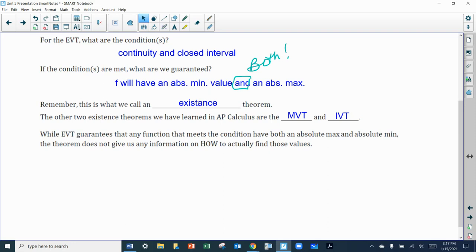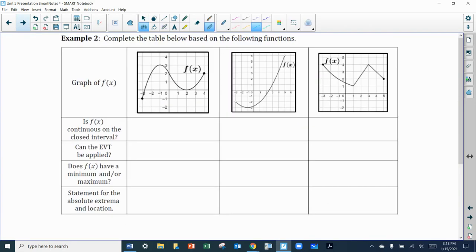Okay. Now, complete the table listed below of the following functions. Is this function continuous on the closed interval? Well, it certainly looks like it, doesn't it? It is continuous, and I see endpoints. Can I apply the EVT then? Absolutely, we met the conditions. Does the function have an absolute max and an absolute min? Yes. And then make a statement about it.